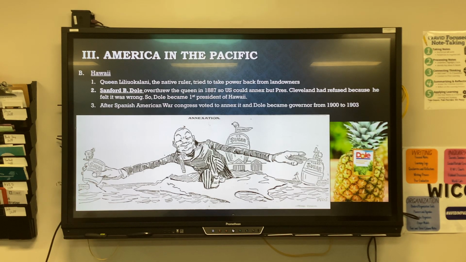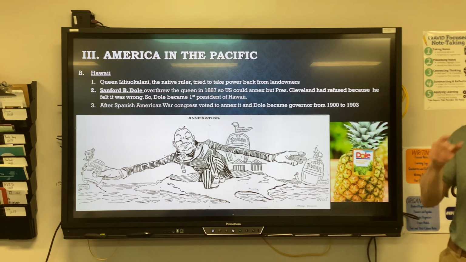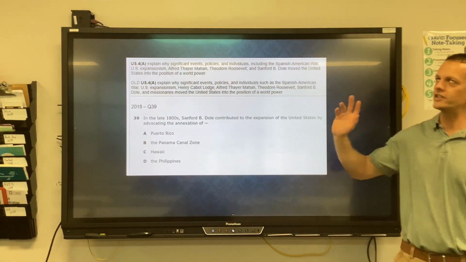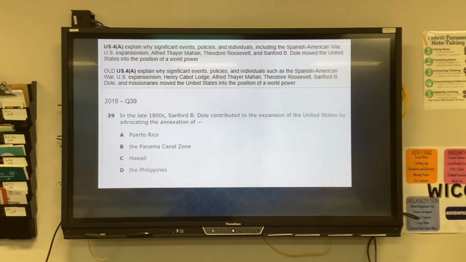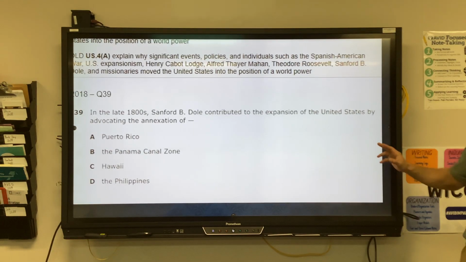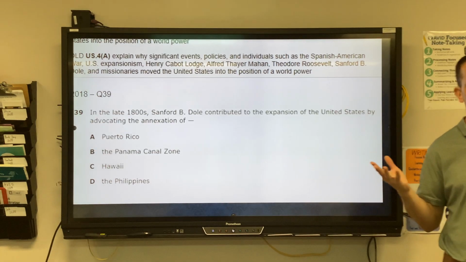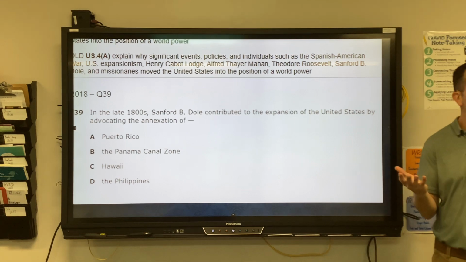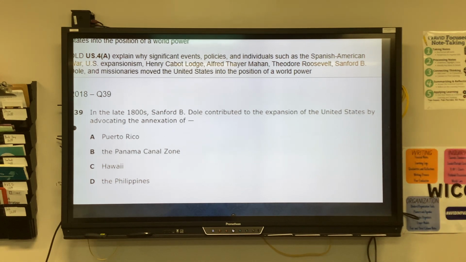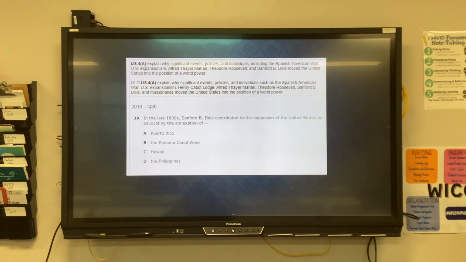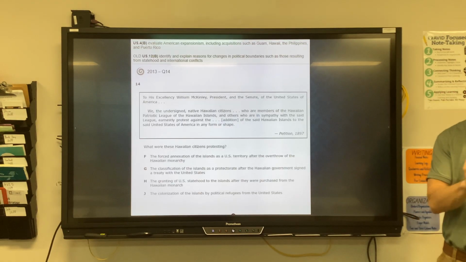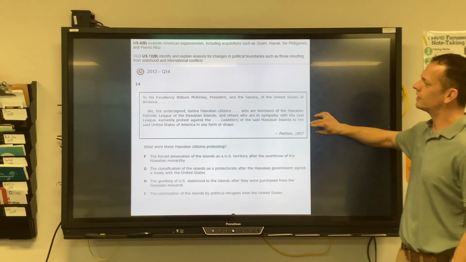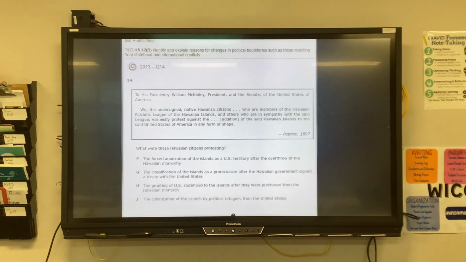Now, a STAR test is not going to ask that directly, right? But they are going to hint around at it. Check out this question here. This first one is actually super easy. During the late 1800s, Sanford B. Dole contributed to the expansion of the U.S. by advocating the annexation of blank. So easy, right? So straightforward, no tricks at all. It's Hawaii, right? Now that's the easy version of that question. You've got to know Sanford B. Dole. The next one doesn't even say his name, but you're supposed to know Sanford B. Dole, right? If you look at the expansion of Hawaii, how do we get Hawaii?